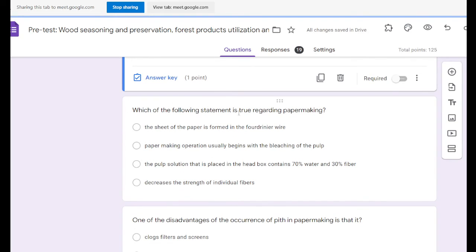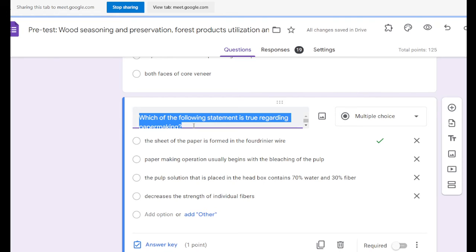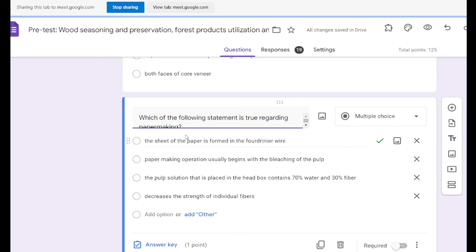So which of the following statements is true regarding paper making? The correct answer for this one is the sheet of paper is formed in the fourdrinier wire. The fourdrinier machine is the machine used for paper making. Paper making operation usually begins with bleaching of the pulp. This one is wrong. Paper production usually starts with the pulping process. The pulp solution that is placed in the head box contains 70% water and 30% fiber. This one is wrong. Decreases the strength of individual fibers. This one is wrong.